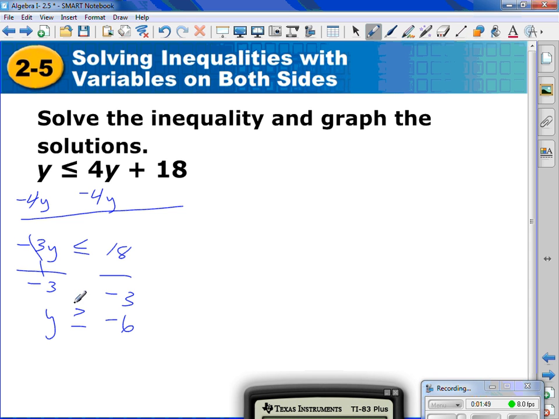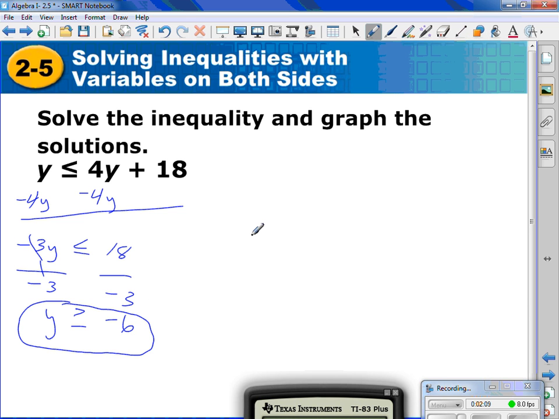There are two pieces you have to be careful of. The first piece: when you divide by a negative, the symbol flips. And you have to remember, a positive divided by a negative is a negative.